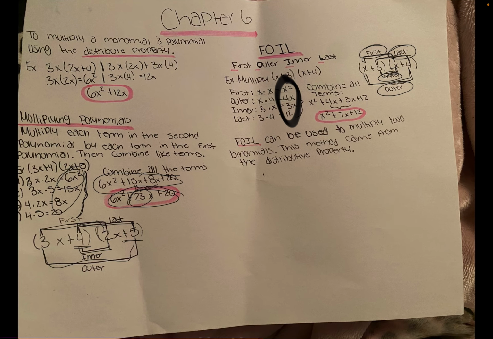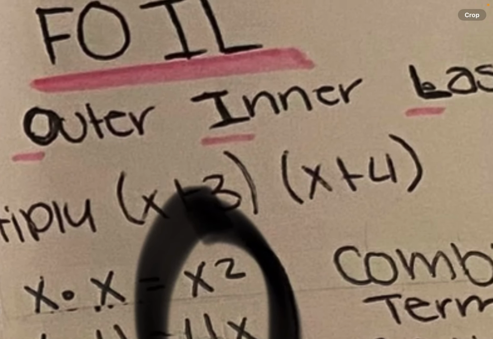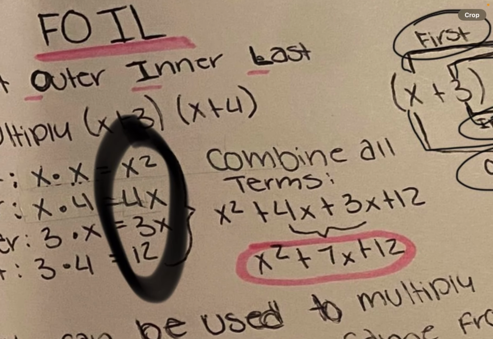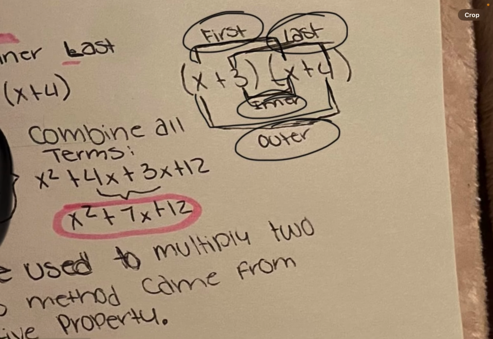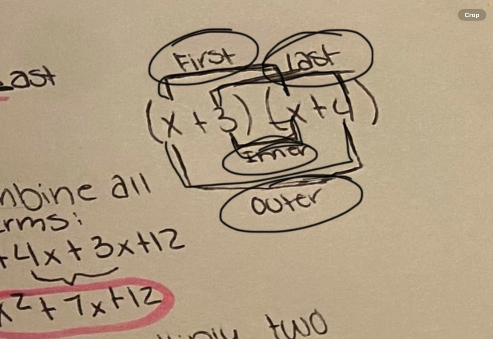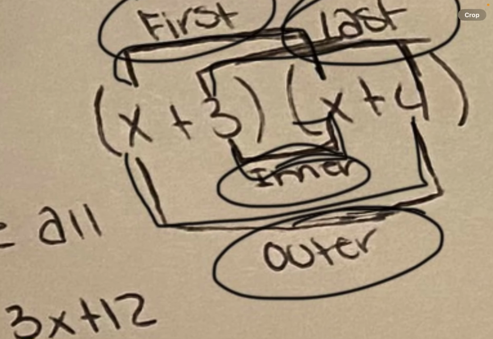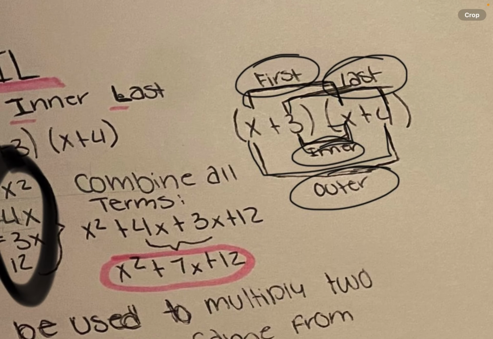And now we're going to talk about FOIL. FOIL is basically first, outer, inner, and last. Here I wrote an example, which is (x plus 3), close parentheses, open parentheses, x plus 4. And this is what we mean by first, outer, inner, last. Here, as you can see, I drew the x and x. This is going to be our first, and then 3 and 4 is going to be our last, and then over here 3 and x is going to be our inner, and x and 4 is going to be our outer.